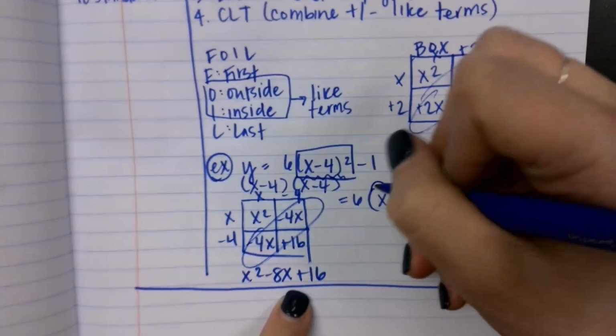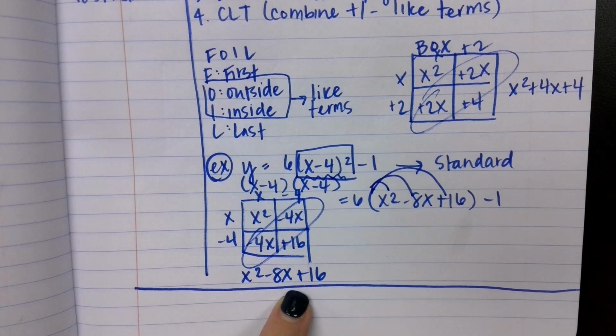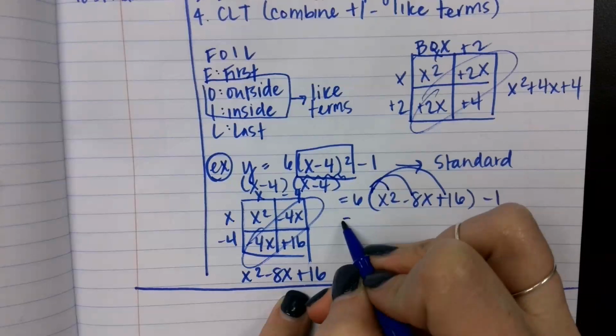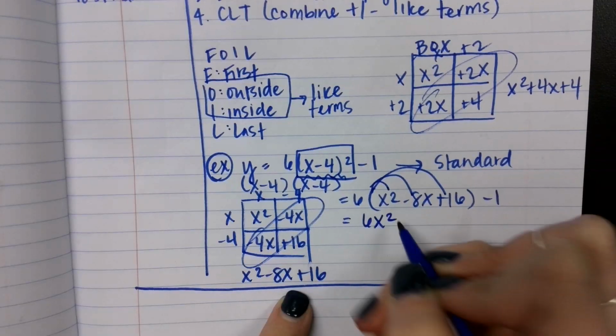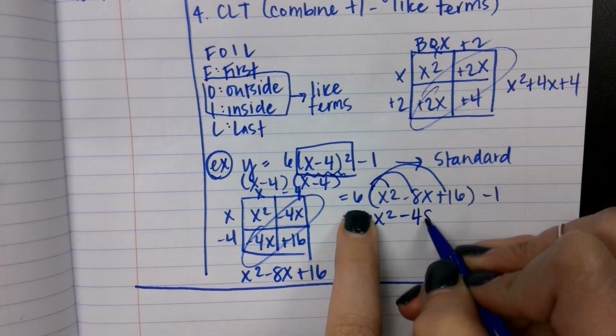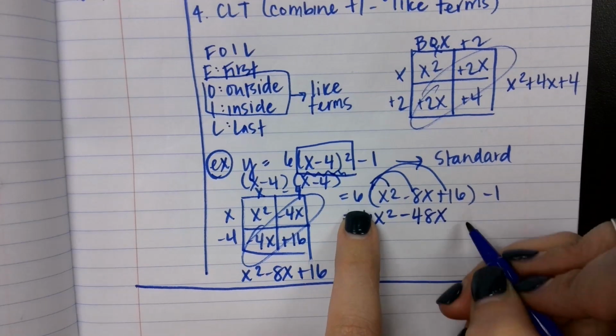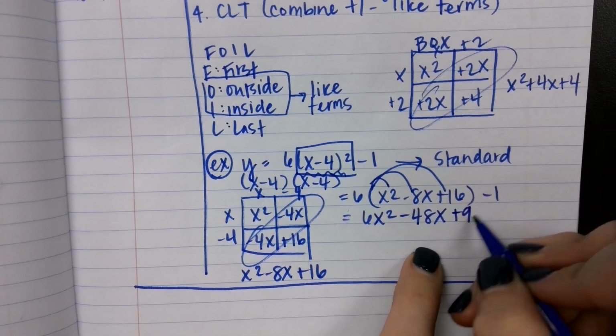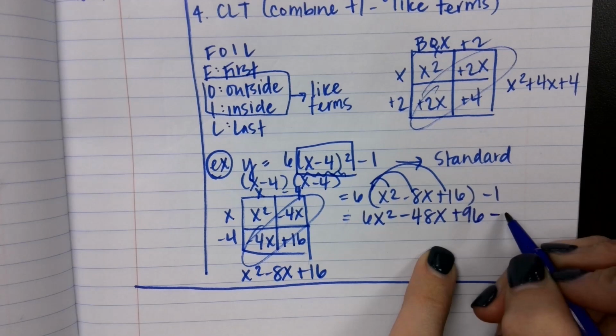Excellent. So that's what I'm going to rewrite right here. I found what x minus 4 squared is. So this is going to equal 6, that comes from the coefficient in front, times x squared minus 8x plus 16. And don't forget your negative 1 at the back. Second step was to rewrite. That's what I've already done. Third step is to distribute. So this equals 6x squared, 6 times negative 8 is negative 48x, 6 times 16 is positive 96, minus 1.